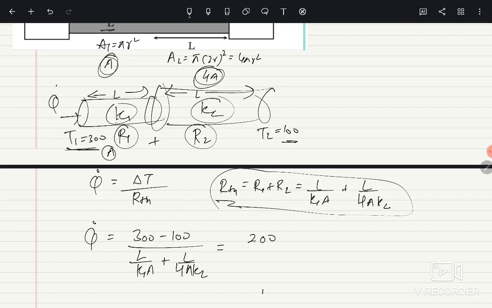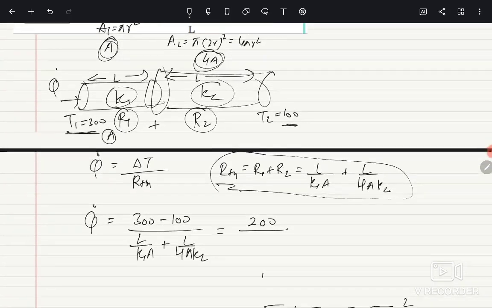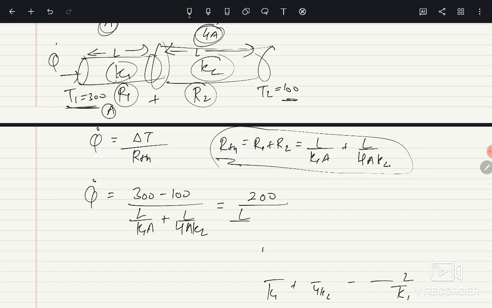300 minus 100 is 200. Then we can take L and A common. So here we get 1 by K1 plus 1 by 4 K2.